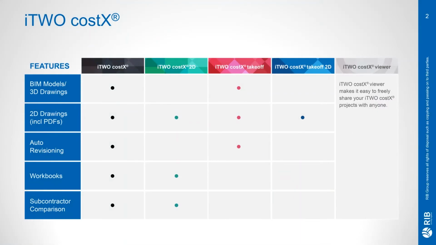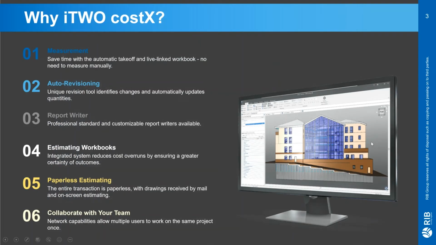iTWO costX is our feature software that comes in a whole host of different options with different functionalities. If you are new to costX, you might be asking why you would need costX. At its core, iTWO costX is a measurement tool, both from 2D and 3D workbooks. These measurements are then integrated into our estimation workbooks, point number 4 in this slide. And with that, there's an auto revisioning tool that helps you handle revisions to drawings and automatically updates the workbooks that have been live linked to your measurements.